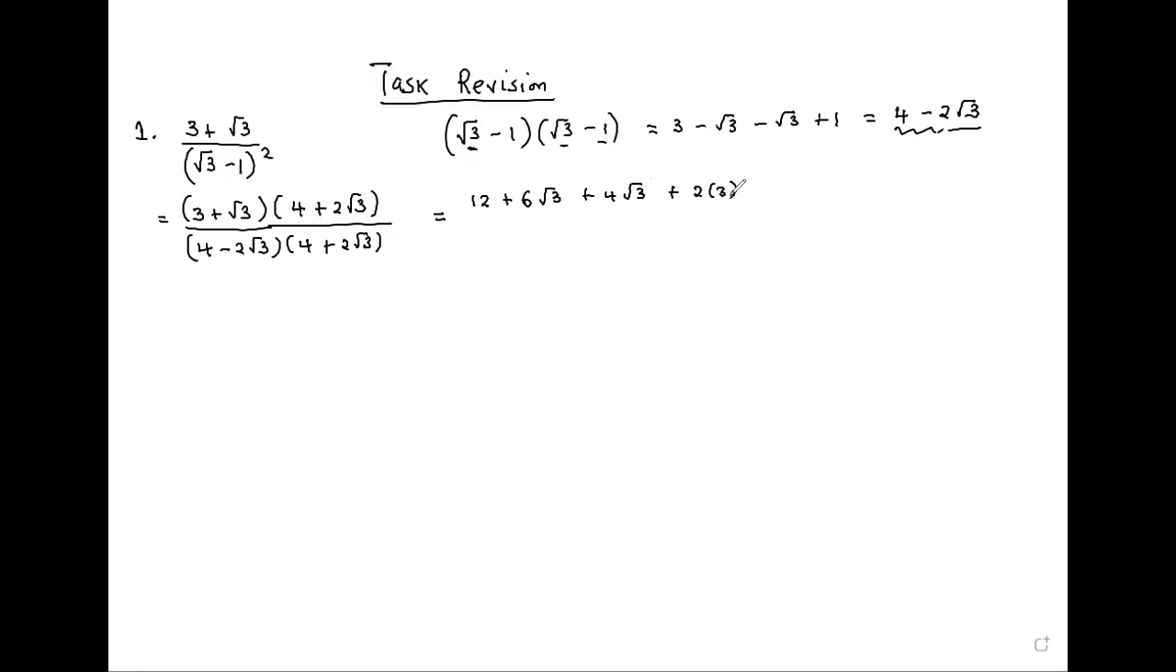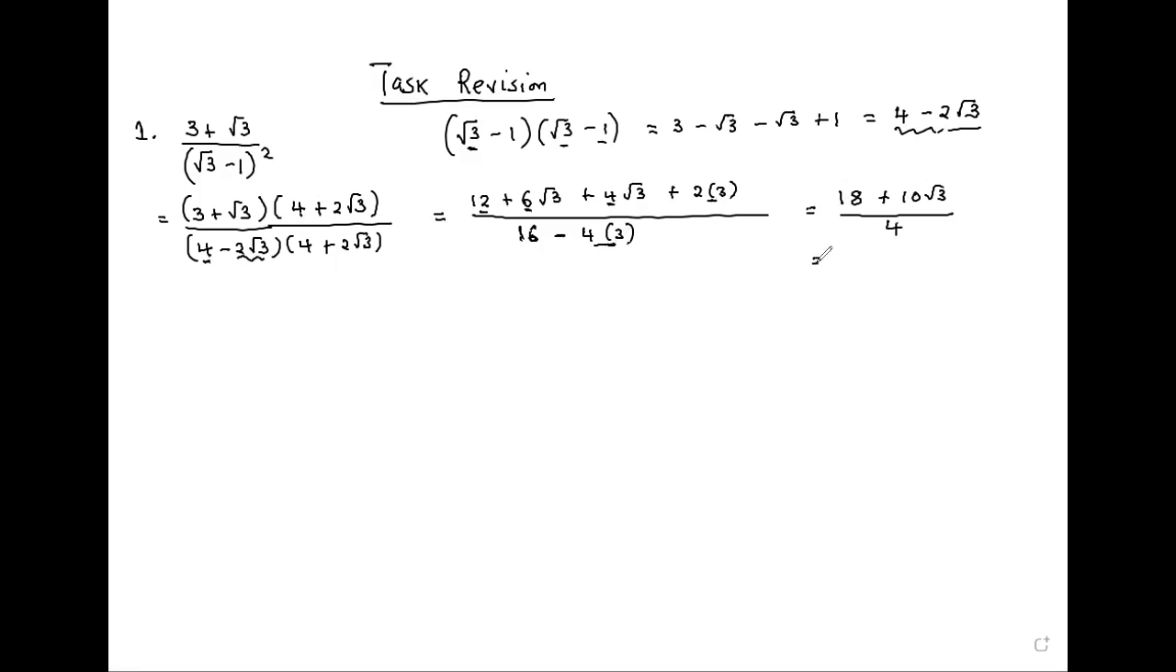Root 3 times root 3, we get 3, and then the 2 that is outside. Then down, we square 4, we get 16, minus, we square 2 root 3, so we get 4 multiplied by 3. Then we put things together, 12 plus 6, 18. 6 plus 4, 10 root 3, over 12, so 16 minus 12, we get 4.